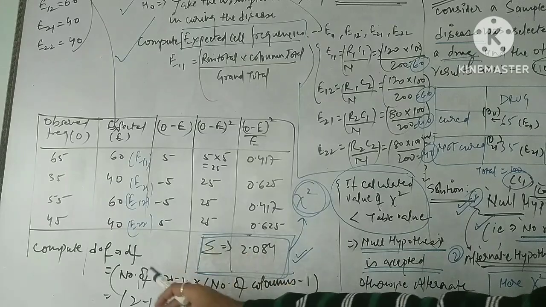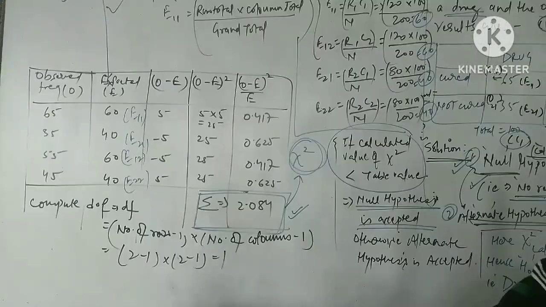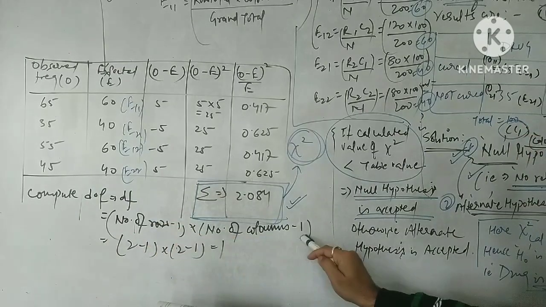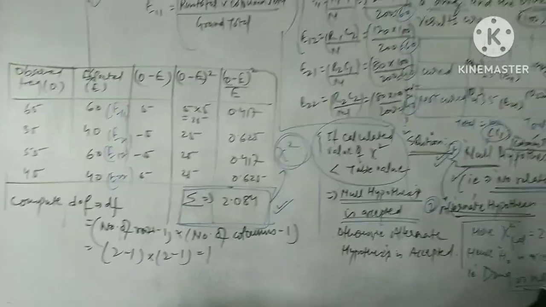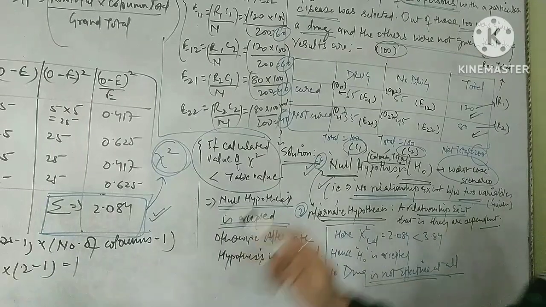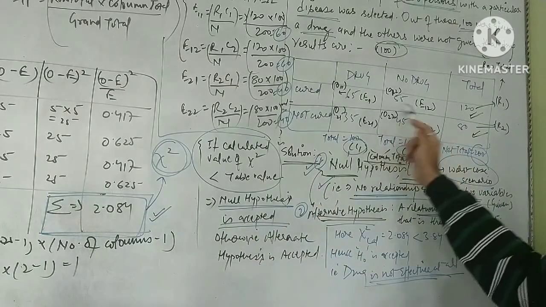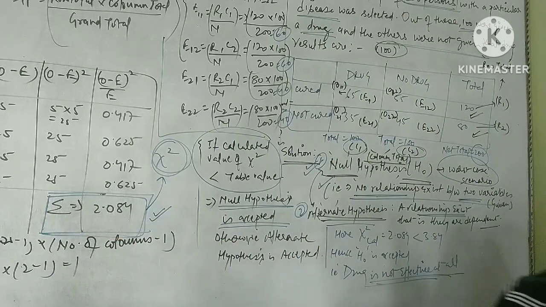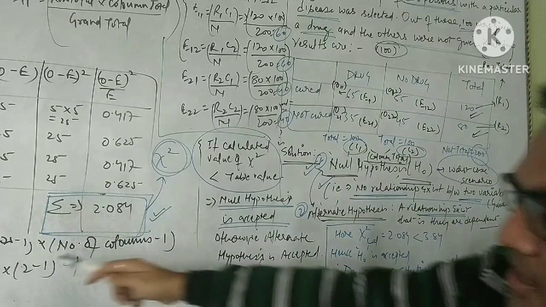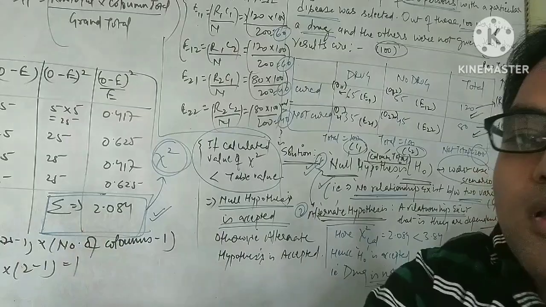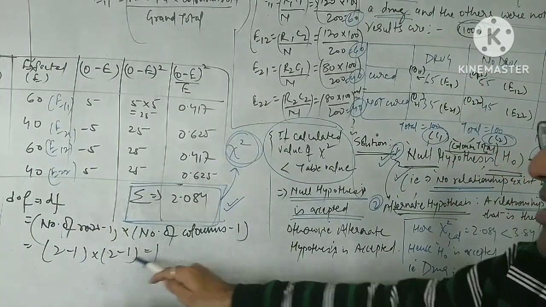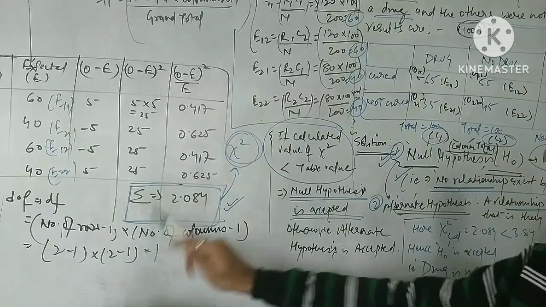Then we have a simple formula for the degree of freedom calculation: number of rows minus 1 times number of columns minus 1. Since the data are given in a 2 by 2 tabular form, the number of rows is 2 and the number of columns is 2. So it is 2 minus 1 times 2 minus 1, which gives the value 1.